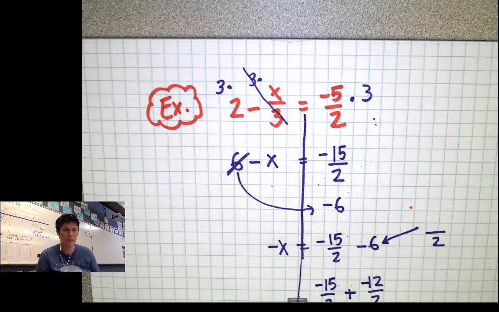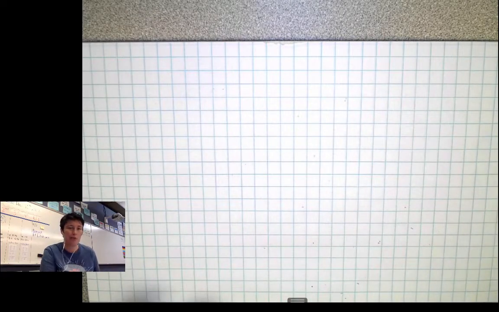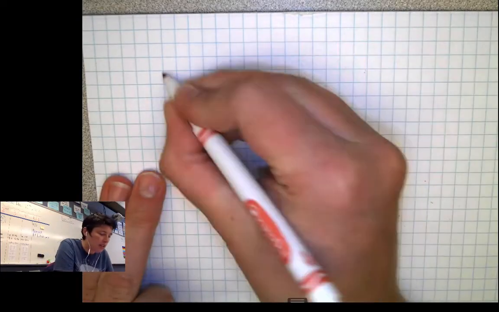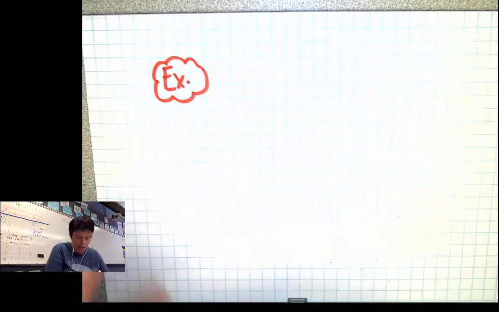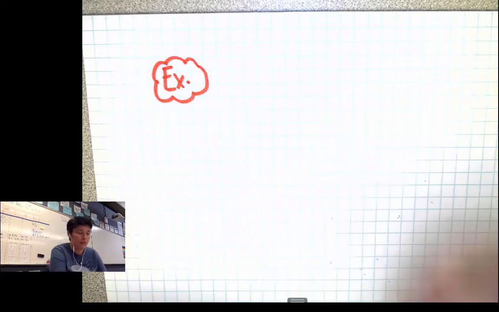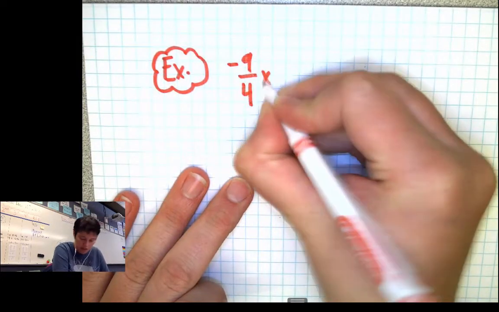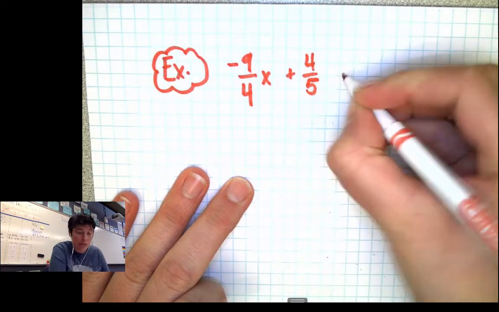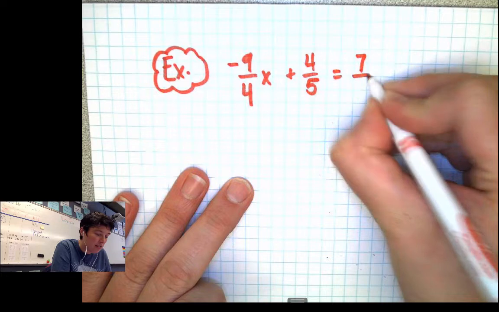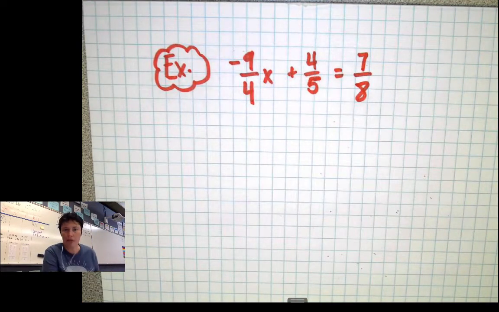So let's try another one of these because they take practice. And you're going to see some in your homework soon. So really good idea to practice these. So next example, here we go. We'll try another one. This time, let's try this. Negative 9/4 x plus 4/5 equals 7/8. Yuck, look at triple fractions. Oh my gosh. Okay, how much fun will this be?